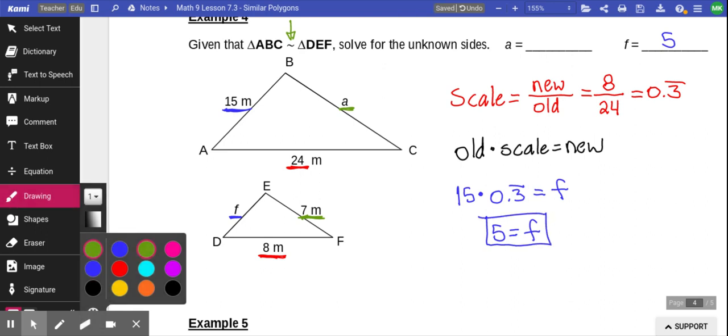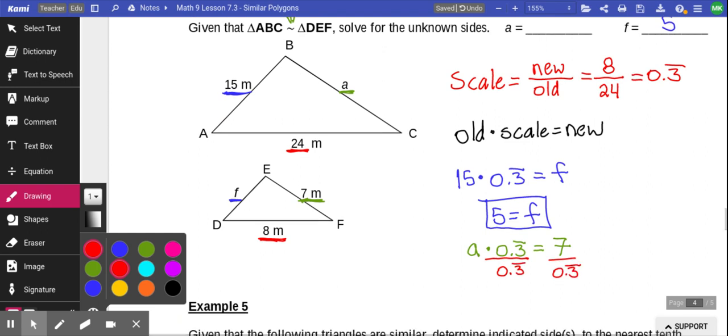For my green one, my old side A times my scale of 0.3 repeated equals my new side length in green, which is 7. I'm going to have to divide both sides by 0.3 repeated in order to get A by itself. When I do that, I get A equals 7 divided by 0.33333333, which equals 21. That means my side A must have been 21.